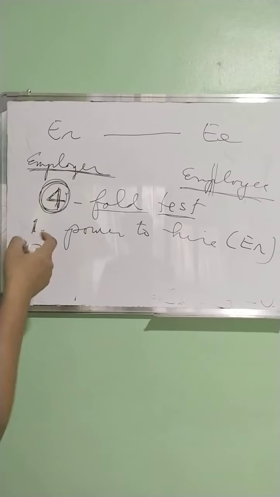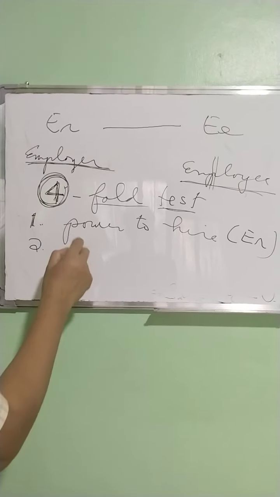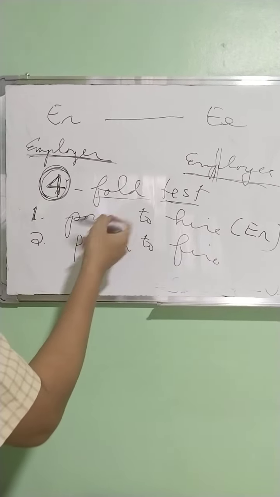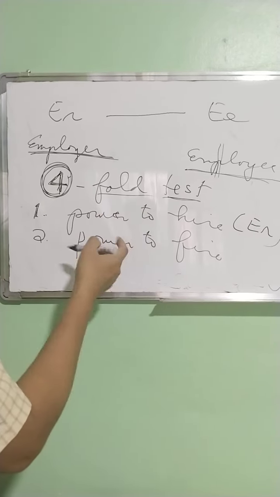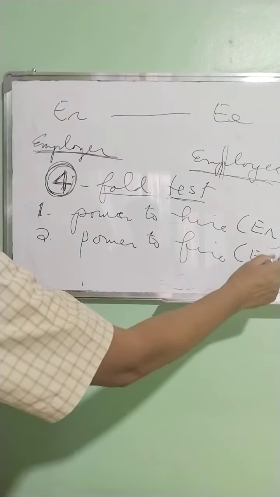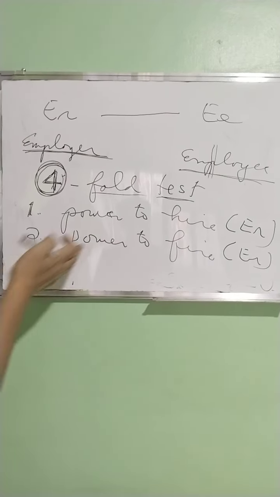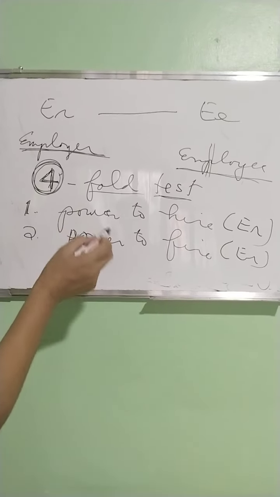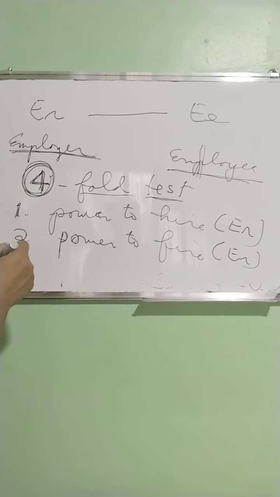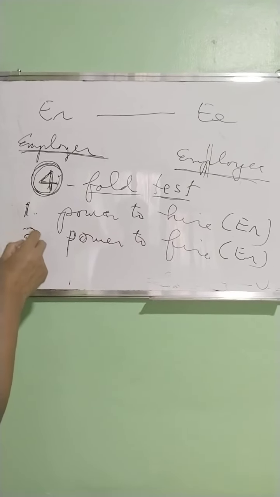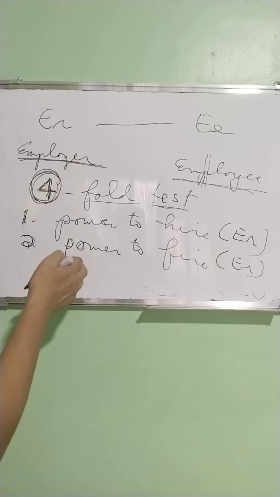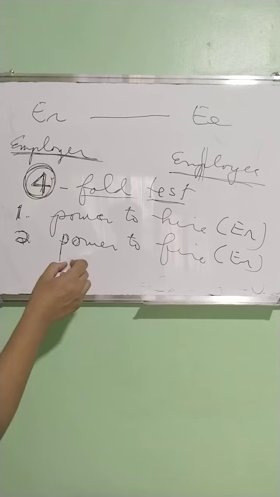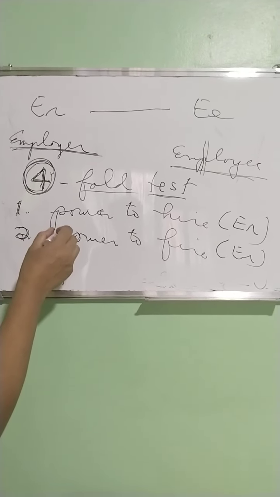The second of the fourfold test would be the power to fire. If he has the power to hire, then the employer should also have the power to fire. Meaning, he can remove the employee. He has the power to determine if that employee is not fit to be a permanent or regular employee of the company, then he can fire him. Or if the employee was able to meet some of the just causes, which I will be discussing later on.